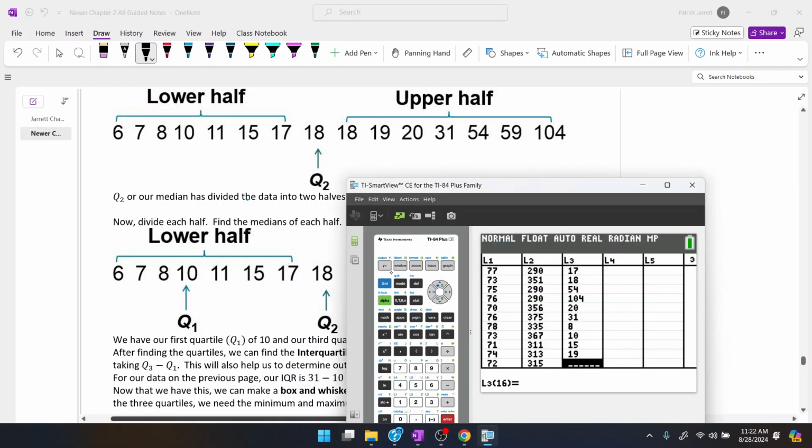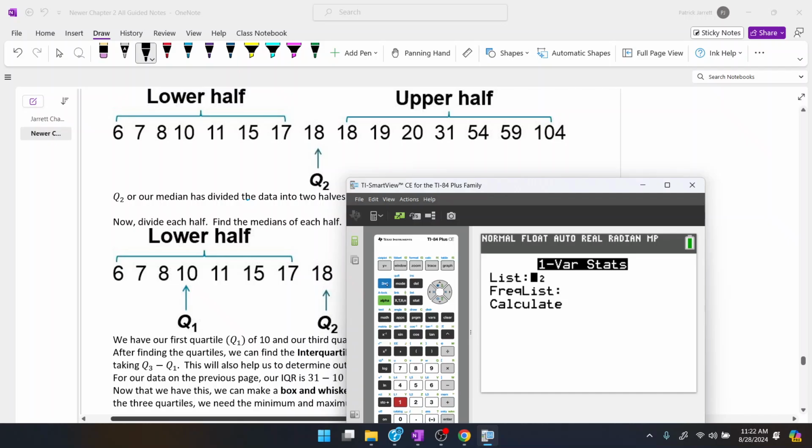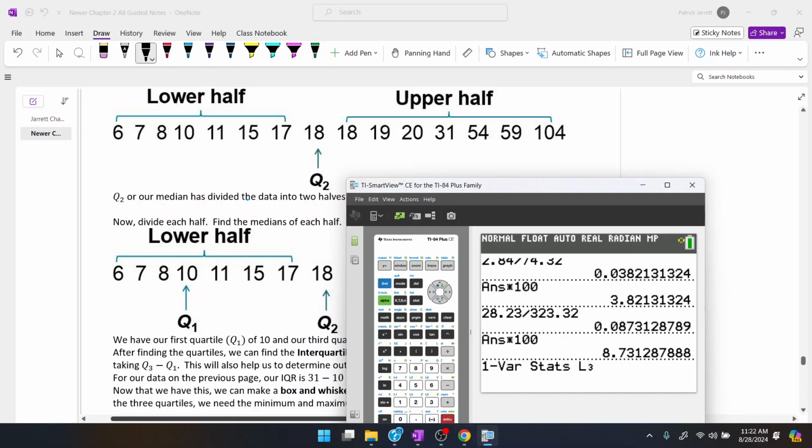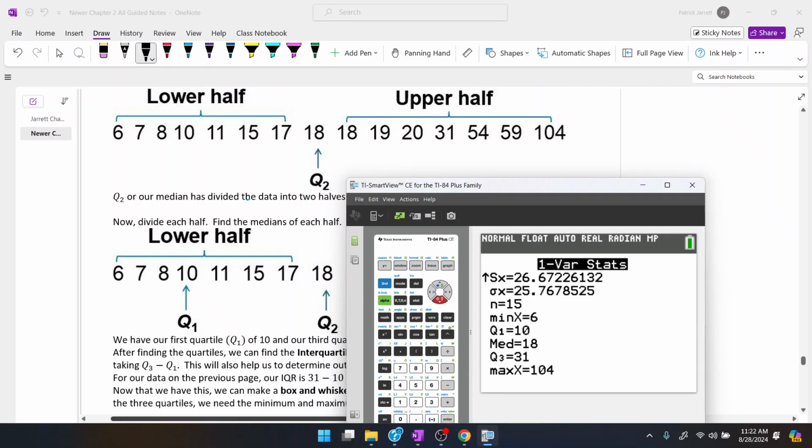But watch this. I am going to do a 1-Var Stats on list 3. You're probably wondering, where are the quartiles? Well, come down here. Look, there they are. So that's how you're going to find it for a test. You will not be doing something like this by hand. So that's how that's going to work.